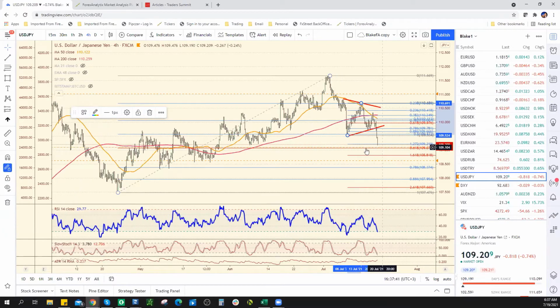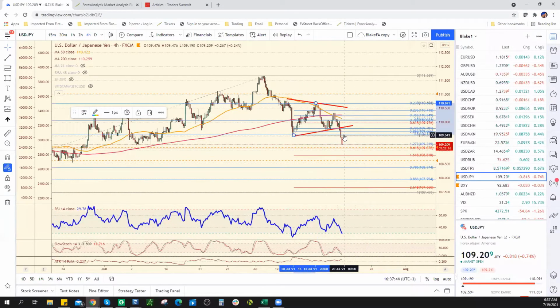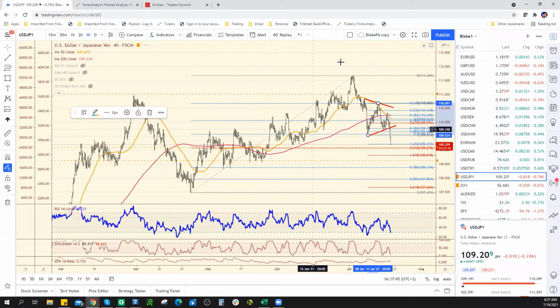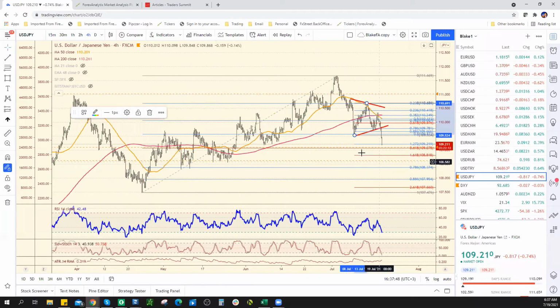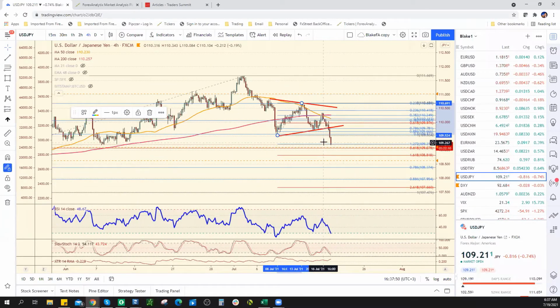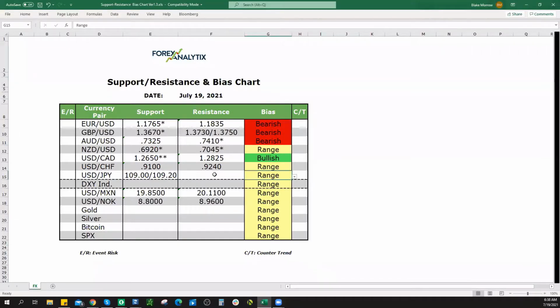I do think we're in a range in the dollar yen. I know some of you might be bearish intraday. I just think that it's longer term. We're in a range. There's nothing to really do longer term here. I think we sold off today. We're probably going to bounce back. Any rally back to 109.55 should be sold because that was previous support, right?